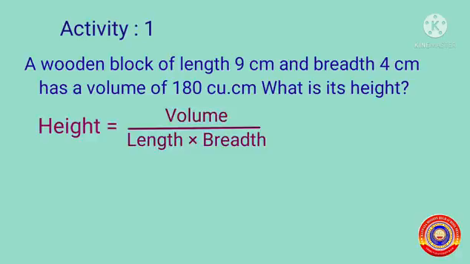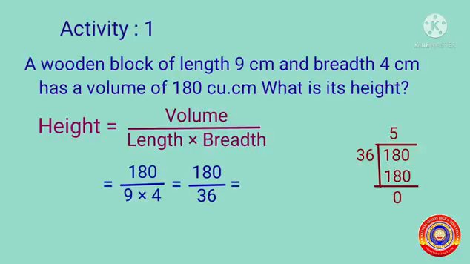Then height is equal to volume divided by length into breadth. That is equal to 180 divided by 9 into 4. That is equal to 180 divided by 36. On dividing 180 by 36, we got the quotient as 5. Then, height of this wooden block is equal to 5 centimeters. Is it clear for you?